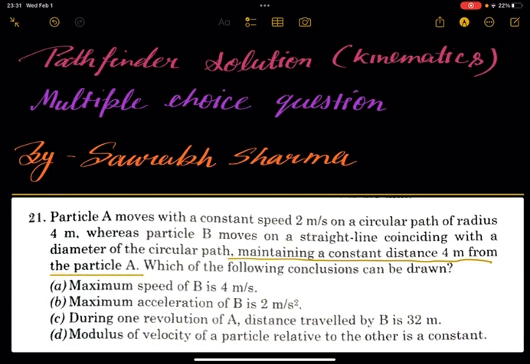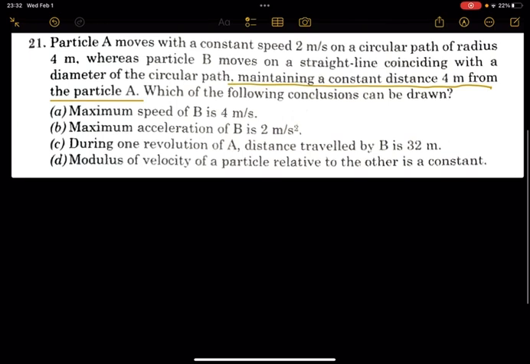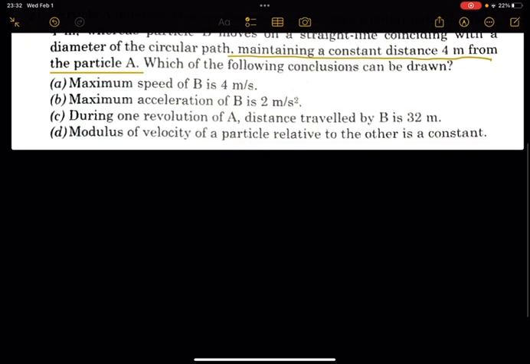Which of the following conclusions can be drawn? Maximum speed of B is 4 meter per second. Maximum acceleration of B is 2 meter per second square. During one revolution of A, the distance traveled by B is 32 meter. Modulus of velocity of one particle relative to the other is constant. So let's see what is happening in this question.